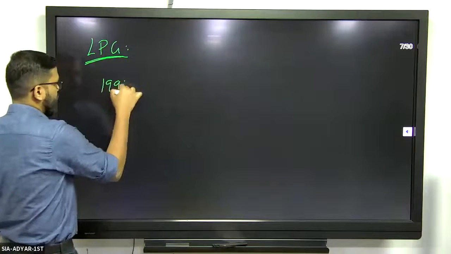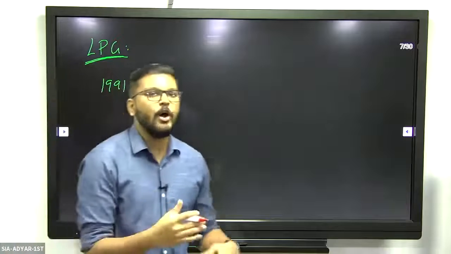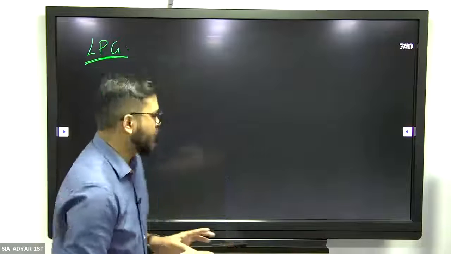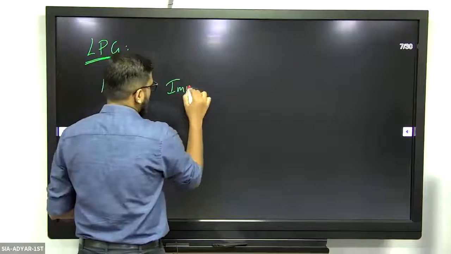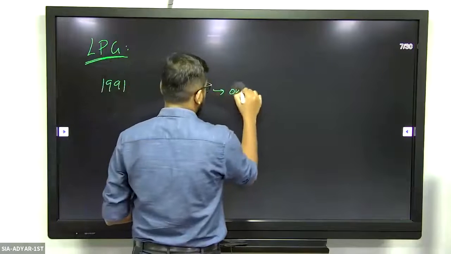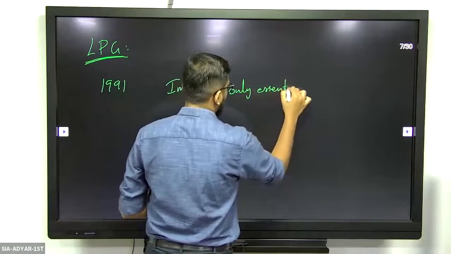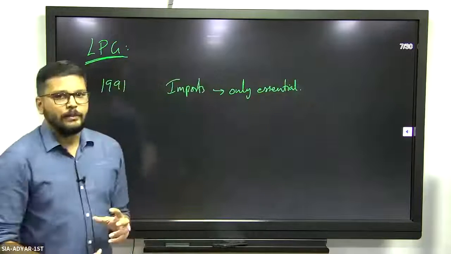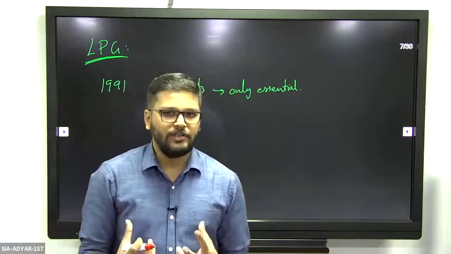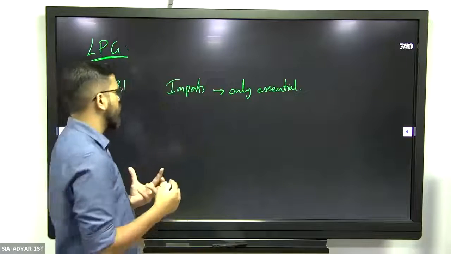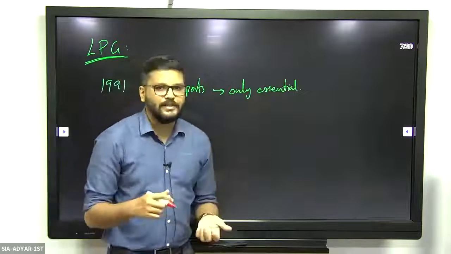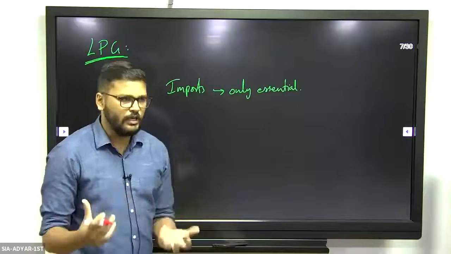Okay, 1991. Indian economy was predominantly closed in nature. It was open to a small extent, but it was predominantly closed in nature, which means what? Imports were heavily restricted. Only essential imports. But the problem is that because India did not produce oil, India did not have the latest technology, because of all these reasons, a lot of raw materials were not available. Because of these reasons, we had to import a lot, even if it meant only essential commodities were getting imported. We were importing a lot.